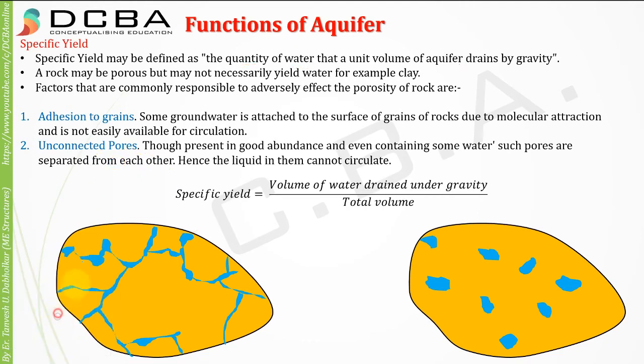Second, unconnected pores. So this is what is shown in these two images, that in this image the pores are not connected to each other properly, and hence it becomes difficult for the liquid to be extracted. So though present in good abundance and even containing some water, such pores are separated from each other, hence the liquid in them cannot circulate.